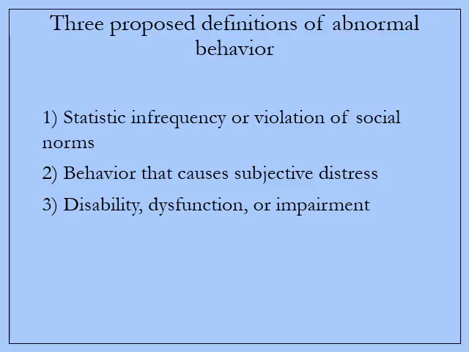So there have been three proposed definitions of abnormal behavior. Actually, there have been many more proposed definitions, but they lump into three groups, which are the most common definitions. The first is statistical infrequency or violation of social norms. The second is behavior that causes subjective distress, so distress on the part of the person enacting the behavior. And the third is behavior that causes disability, dysfunction, or impairment in the individual.